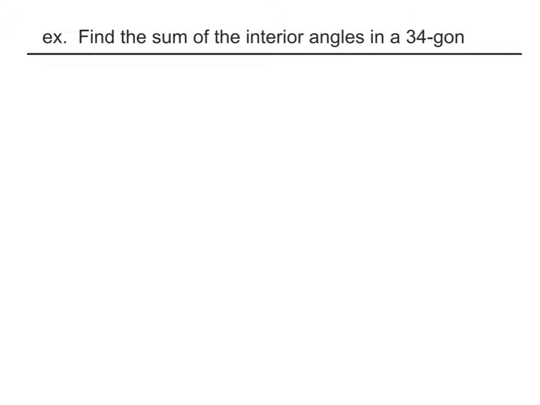Now what does that mean? Let's take a look at our formula. To calculate the sum, this is what I want over here. I need to know n. N is the number of sides. I have the number of sides. So all I have to do is take this 34 and plug it in for n.